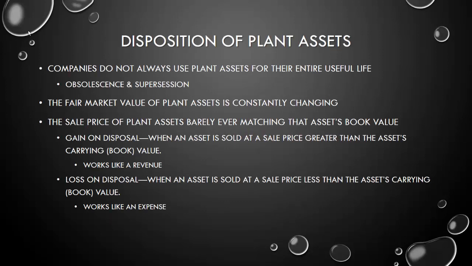A lot of times companies don't use a plant asset for their entire useful life. They will say, yes, this asset has a useful life of 10 years, but after 5 years decide to get rid of it. Why? Well, there's two reasons for it: obsolescence and supersession. Obsolescence means that it's no longer useful. There's just something that happened and changed within the industry where that asset that you have is of no use to you. Supersession means while what you have is still useful, it has been superseded by something better that came out.